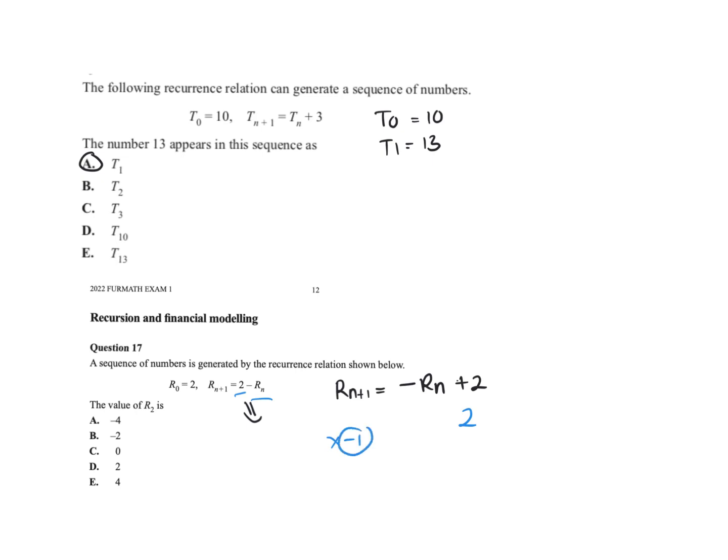Why am I saying -1? Because it's a negative, and then you're adding 2. So let's do that, and when you do that, you get 2, 0, 2. Now it wanted R2, so this was R0, this was R1, and this is R2. So R2 ends up being positive 2. Why don't you just go 2 more?